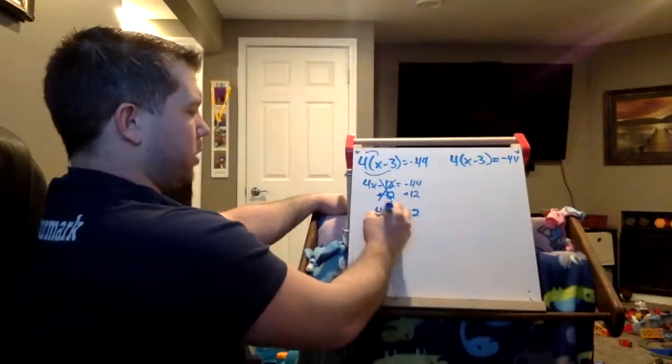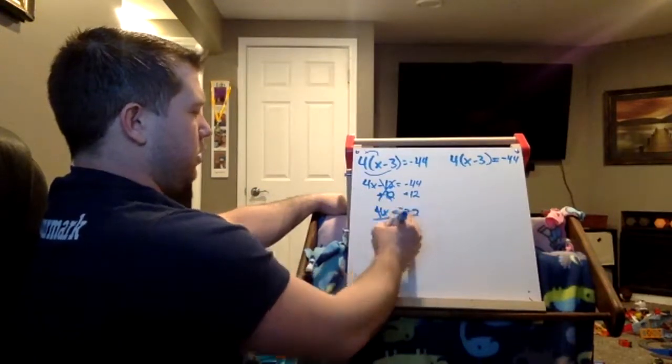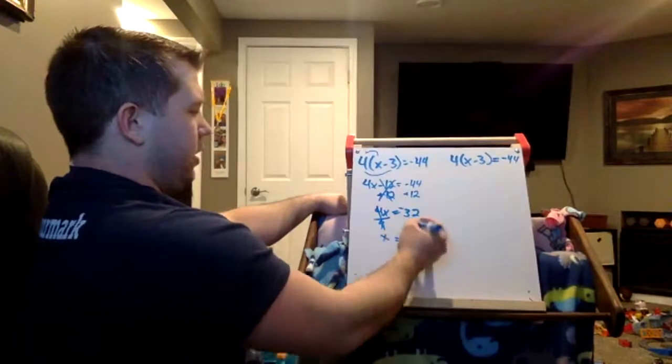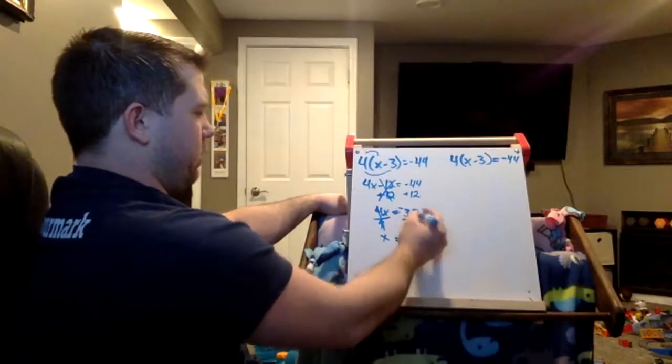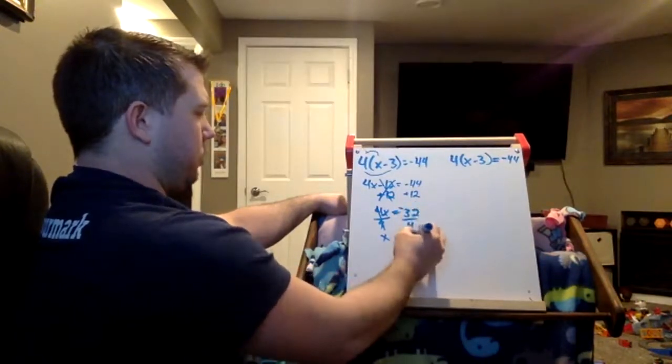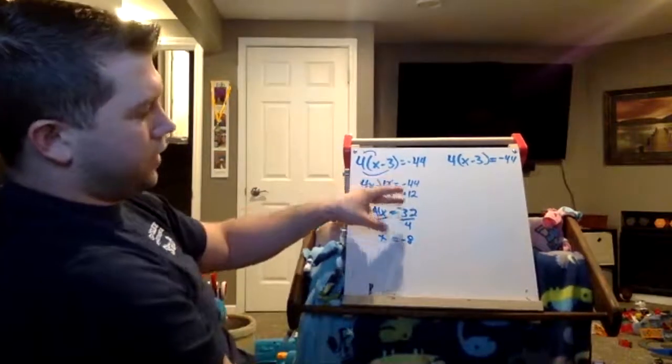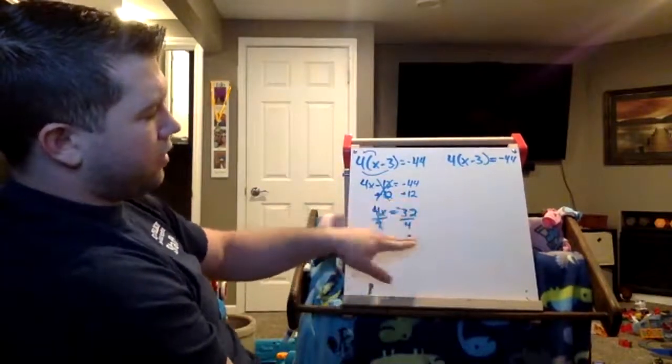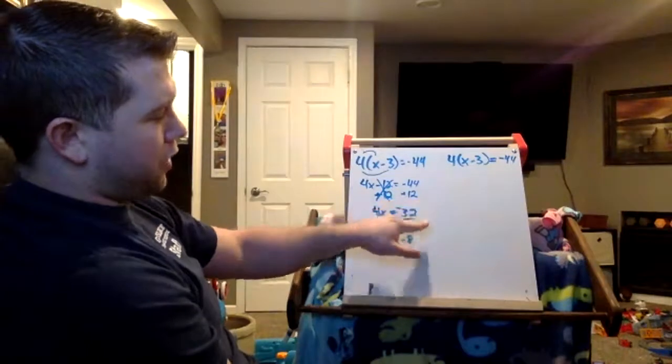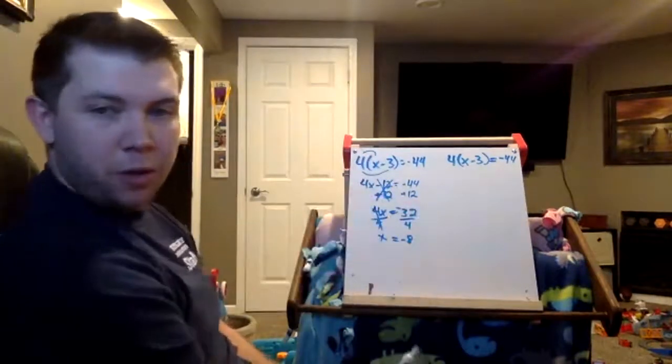So I'm going to divide both sides by 4 because that's the opposite operation. x is now by itself. And then I just have to divide by 4 on this side to make sure that I get the right answer, which is negative 8. Negative divided by positive is negative. 8 times 4 is 32, so 32 divided by 4 gives me 8. So the answer is correct.